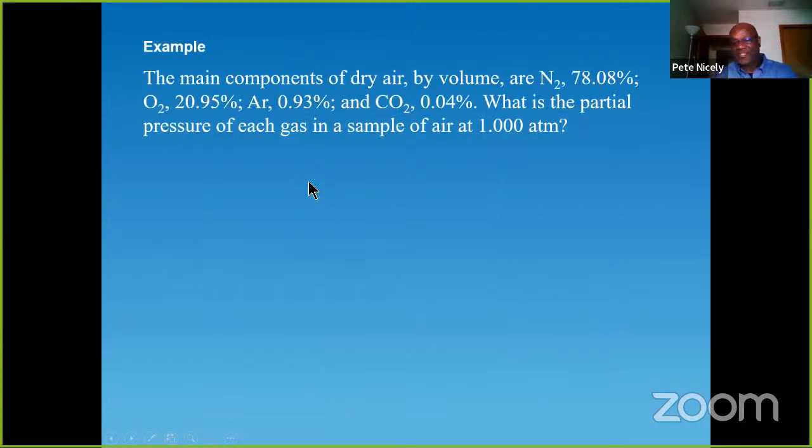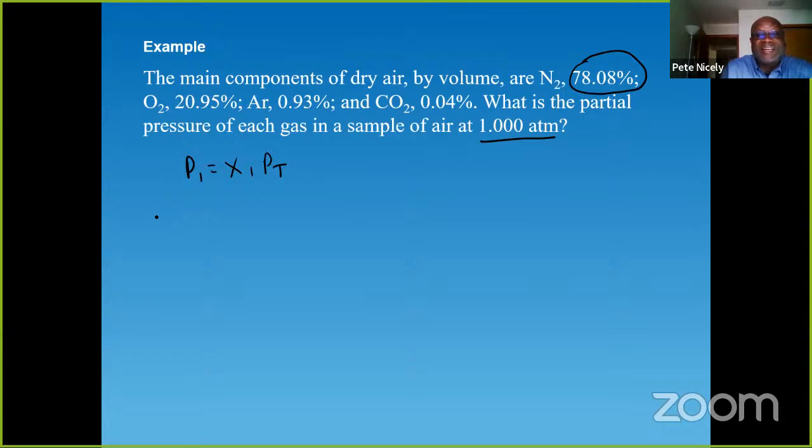So based on what we have just covered here, let's look at this example. It says the main components of dry air by volume are nitrogen, and it gives you the percentage, oxygen, and it gives you the percentage, argon, and it gives you the percentage, and carbon dioxide. So the question is asking, what is the partial pressure of each gas in a sample of air where the pressure of that sample of air is 1.00 atmospheres, all right? So the equation you'll be using is P1 is equal to X1 times P total, right? Now, in this particular case, each of these percentages would represent the mole fraction for each gas, right?